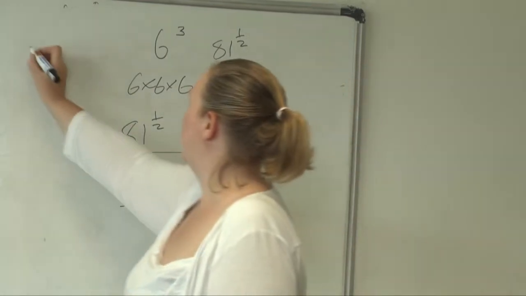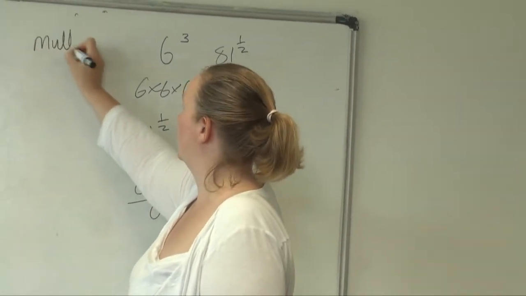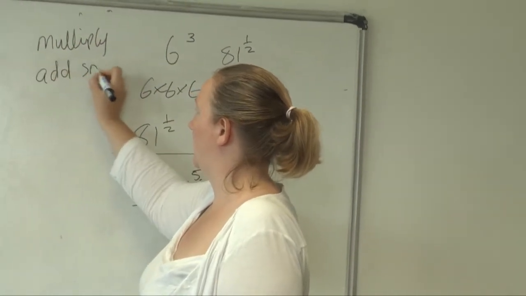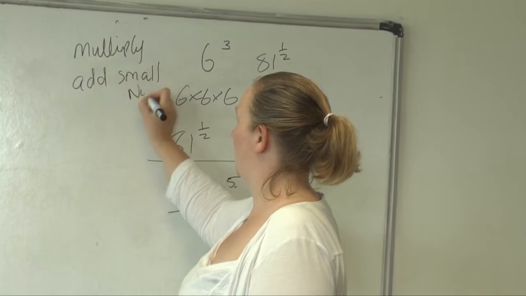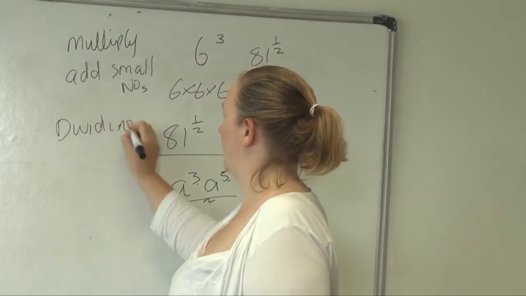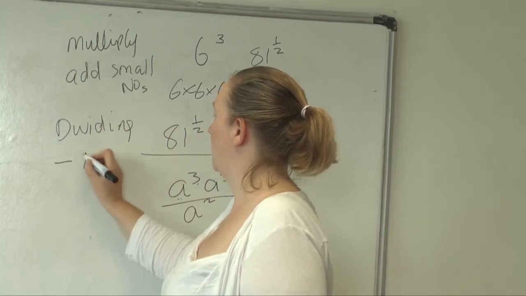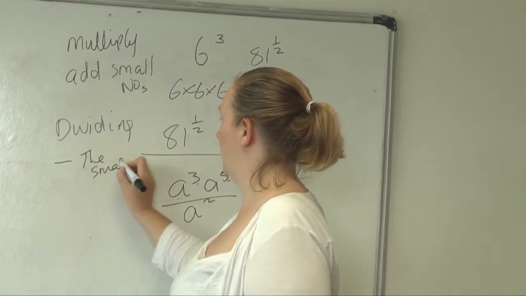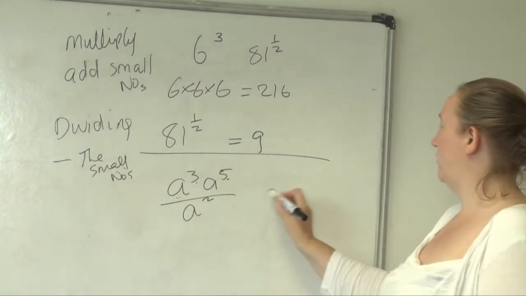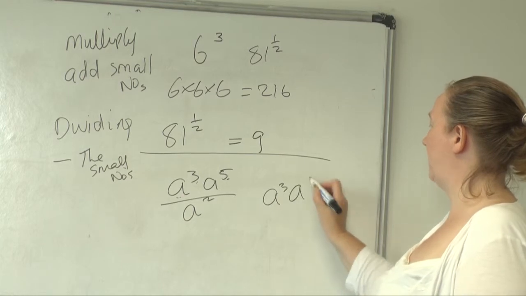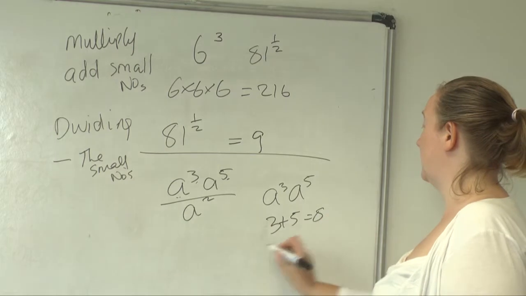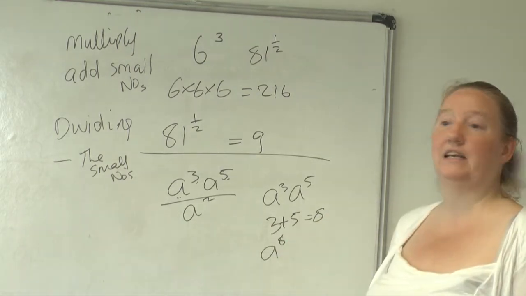So when multiplying indices, add the small numbers. When dividing indices, subtract the small numbers. In this case, a^3 multiplied by a^5, add the 3 and the 5, 3 plus 5 is 8, so it's simply a^8. As easy as that, lads.